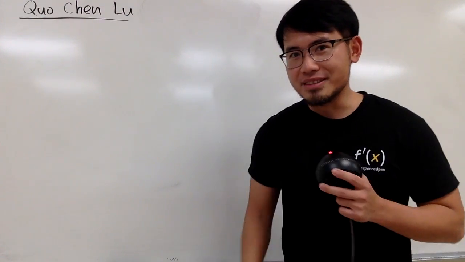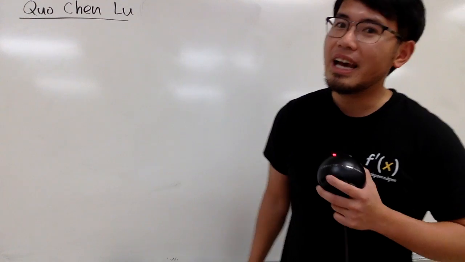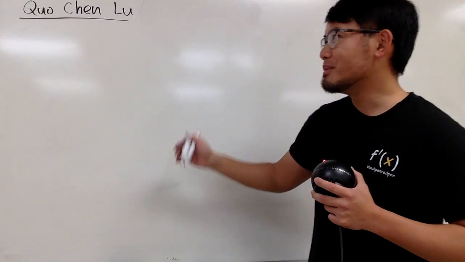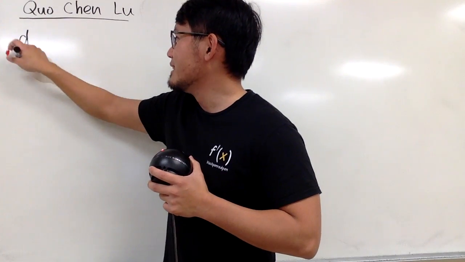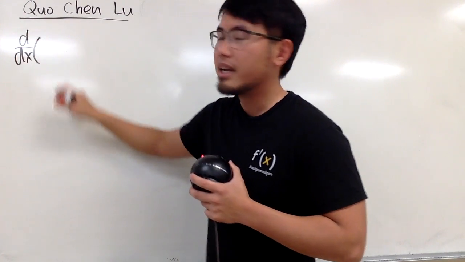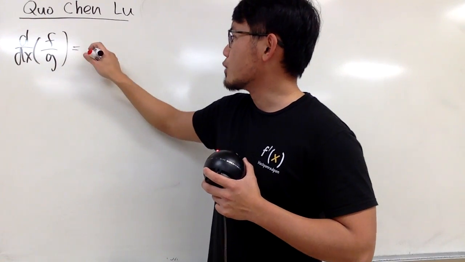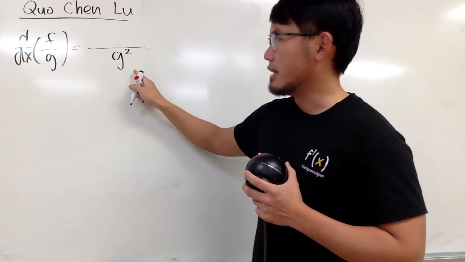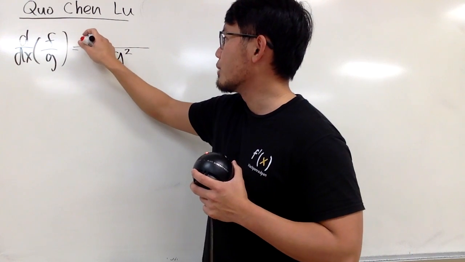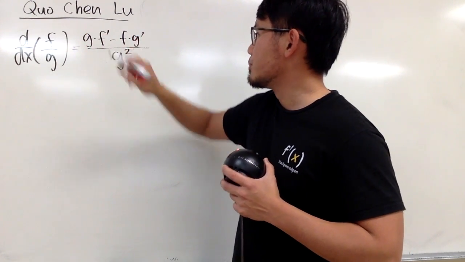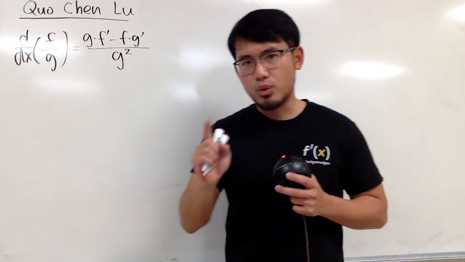Okay, let's do some more for fun. Today I will show you guys who the Quo Chen Lu is. And yes, this is the baby of Chen Lu and the Prada Lu. So let me just write down a statement right here for you guys first. It says, if today you have to differentiate f over g, and of course they are functions of x, what you have to do first is square the denominator g. And then on the top, you are going to have g times f prime, and then you minus f times g prime. And this right here is the Quo Chen Lu.